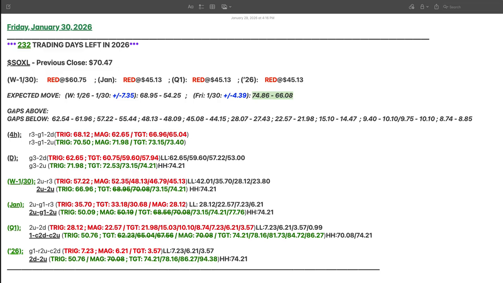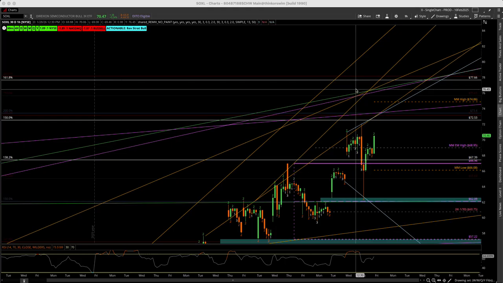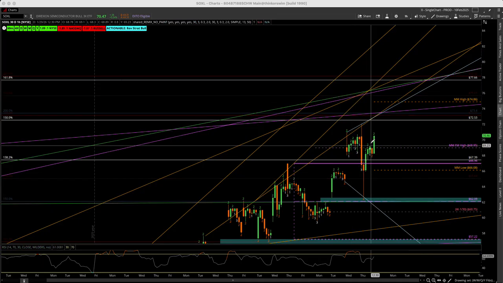Right, we know there's no gaps above. We closed one of the gaps below, but we've still got plenty of gaps below. But just getting back to the market makers expected move, what it expects is that we should go inside up tomorrow.